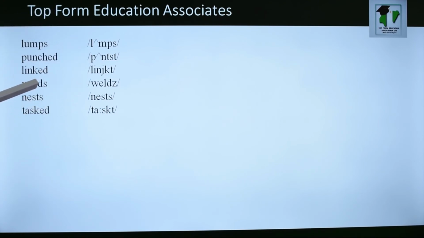Then we have welds. Here we have L, D, Z. This is not ch. I hope you know. Welds. We have D pronounced there, then Z. We have nests. S, T, S, nests. Is it difficult? You are just hearing D, D, X, X, T, T. But that sounds for you. Then we have taxed.